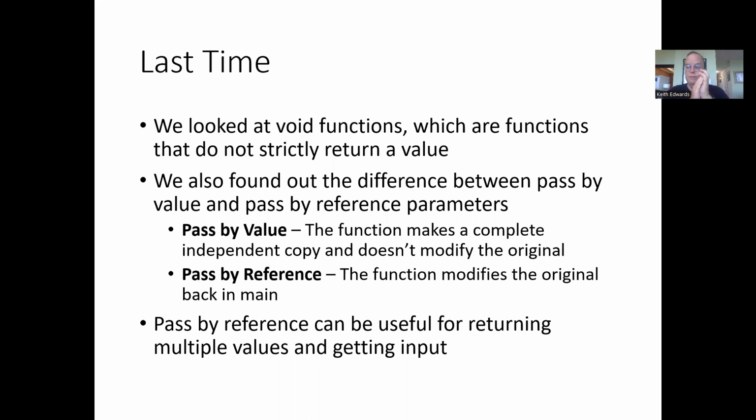We could do two different types of things with our parameters. One, we could pass them by value, which is where we make a complete and original copy of the original, and the other is pass by reference, where we modify the original back in main. Pass by reference is really useful for returning multiple values, doing things such as getting input, and pass by value is good when you don't want to modify the original.